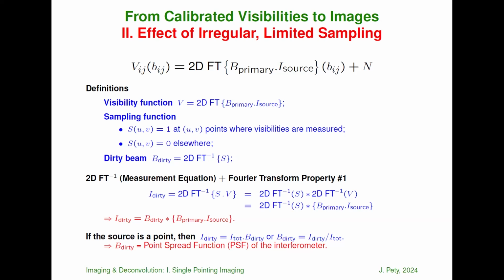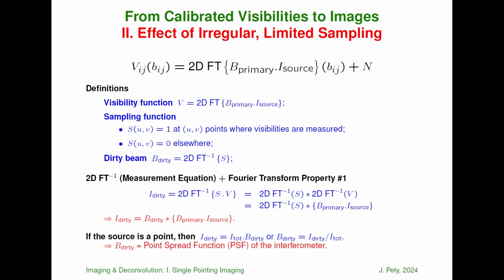Because this is the direction you're observing, first, because E total is a constant, you can extract it from the convolution and put it in front of this convolution. And you end up, so a point source in mathematics is described as the Dirac. So you end up with E total times B dirty convolved by a Dirac. But the convolution of a function by a Dirac is this function.